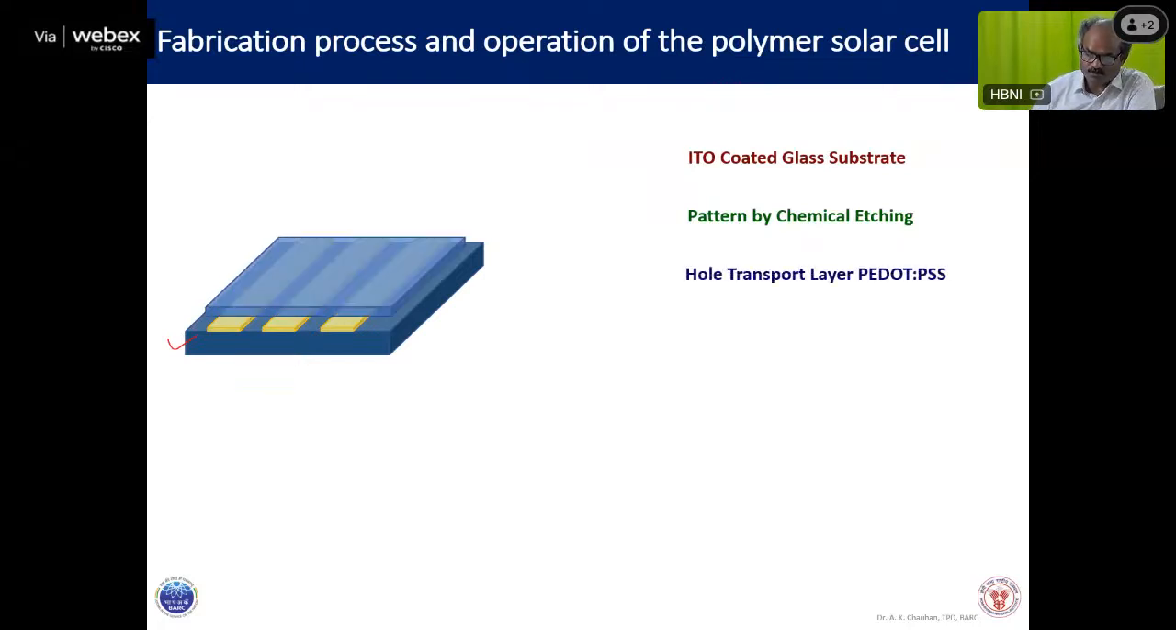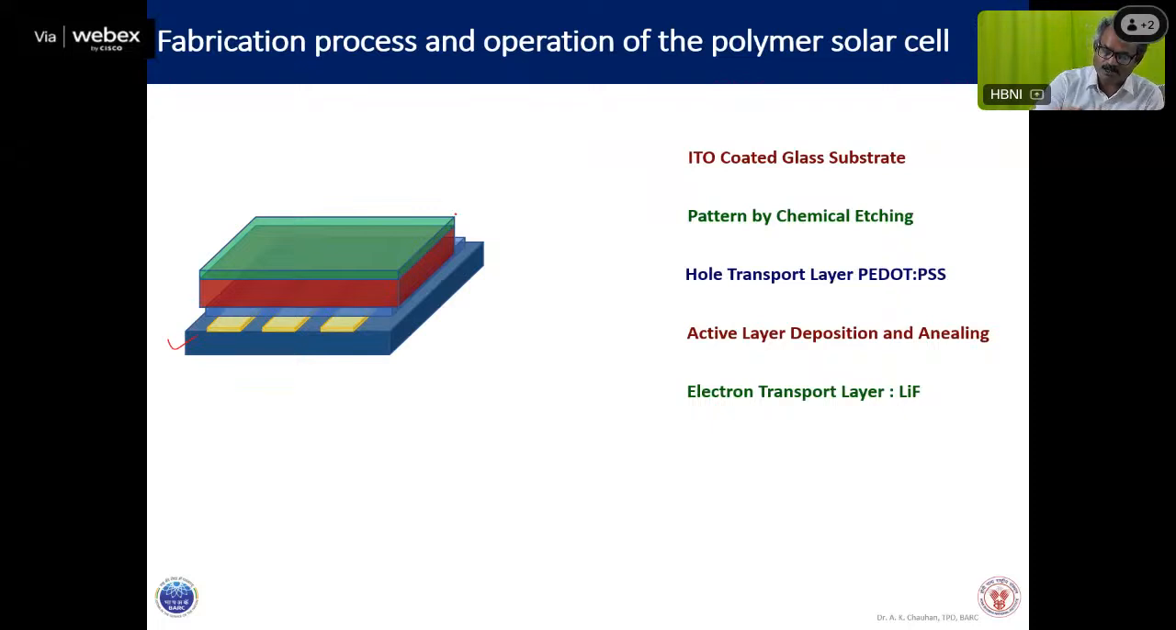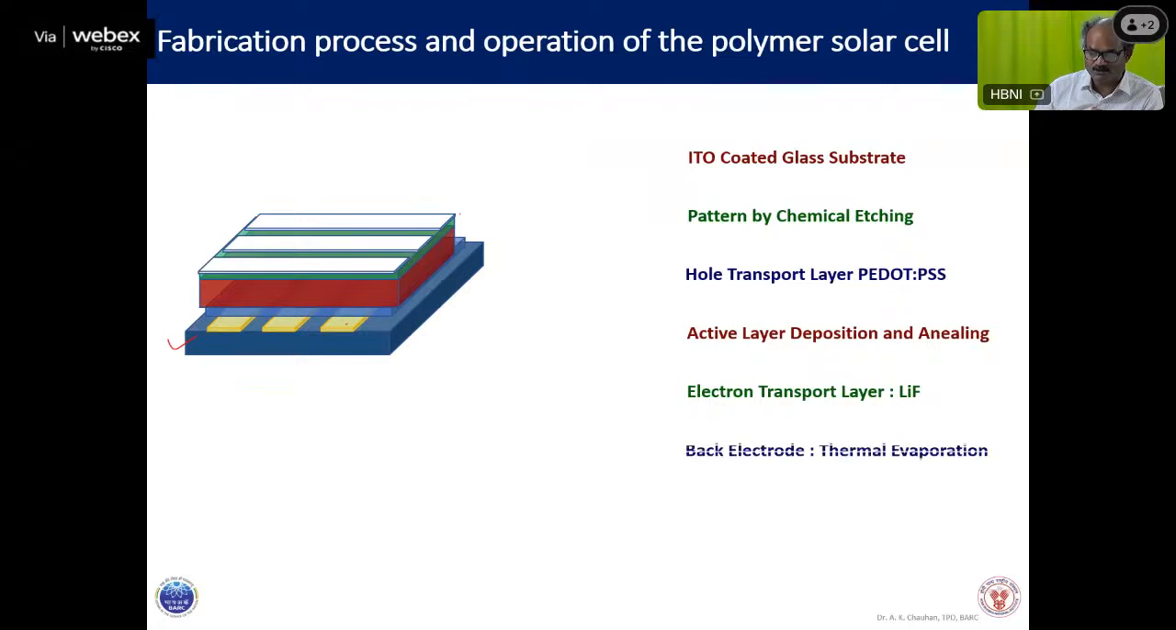Then we deposit PEDOT:PSS by spin coating, and above that we deposit the active layer of P3HT:PCBM, which was blended for nearly 1 month, 20 to 30 days. And then after that, a very thin layer of lithium fluoride, that is the electron transport layer. So this is the electron transport layer, this is the hole transport layer, this is your active layer, this is your one electrode, and the other electrode is deposited by shadow masking.